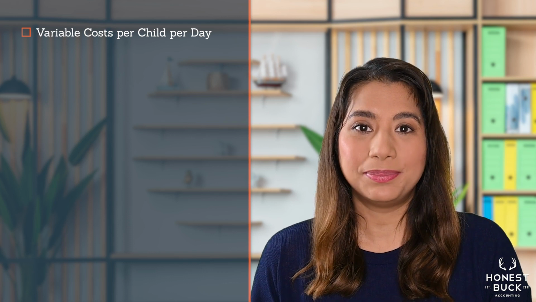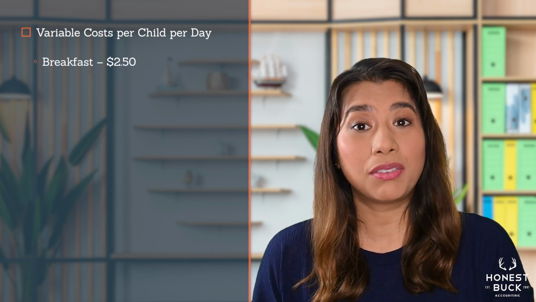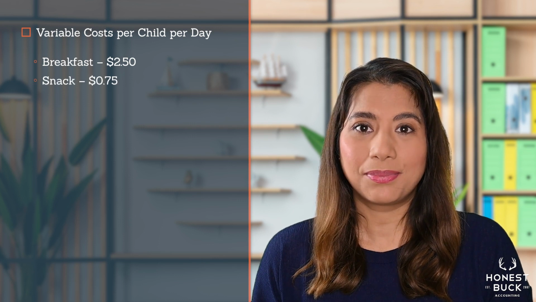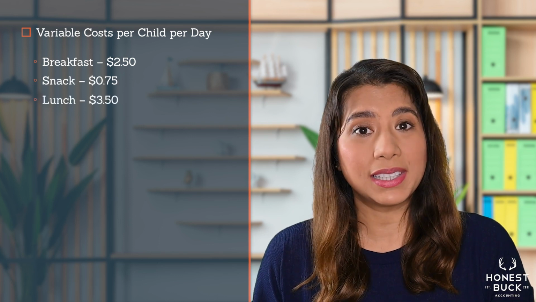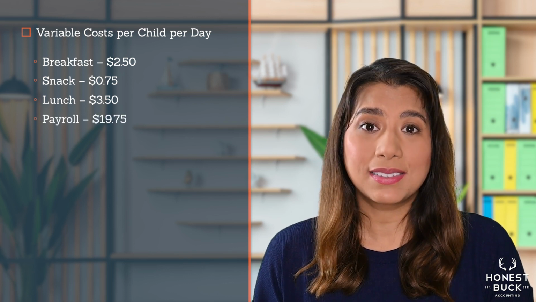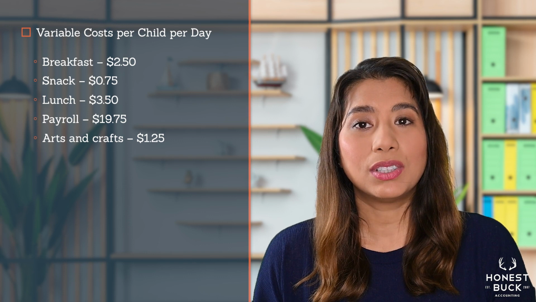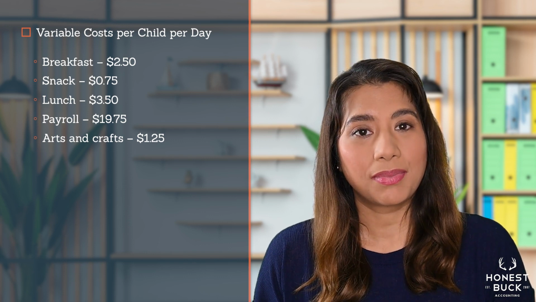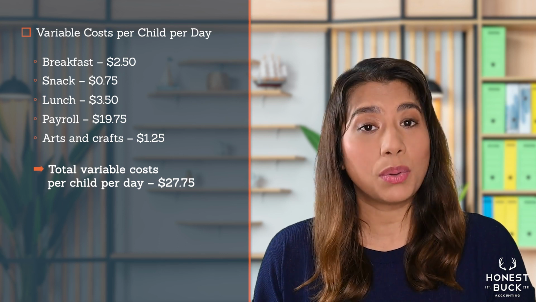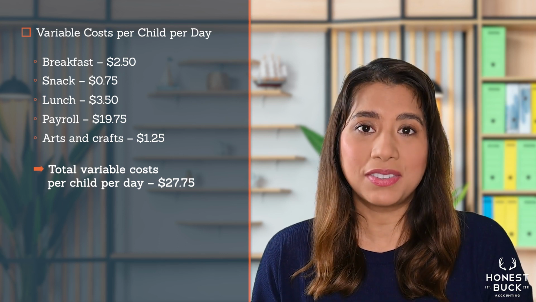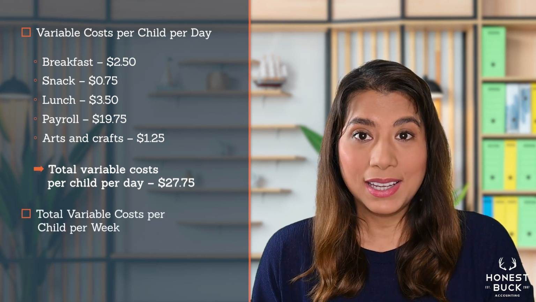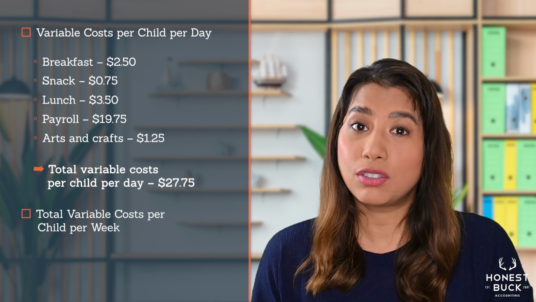Here is an example. Breakfast, $2.50. Snack, 75 cents. Lunch, $3.50. Payroll, $19.75. Arts and crafts, $1.25. This gives total variable costs per child per day of $27.75.